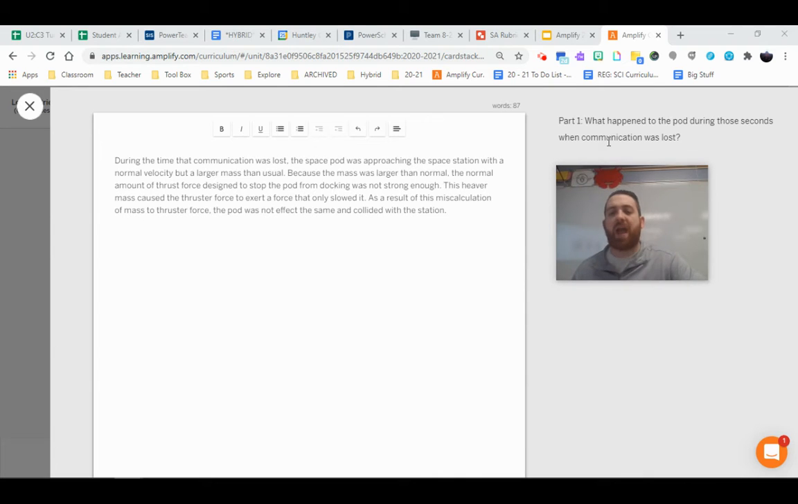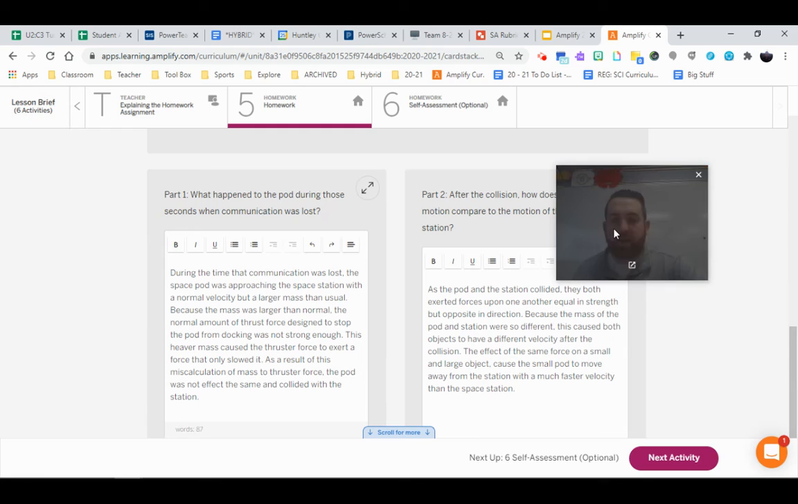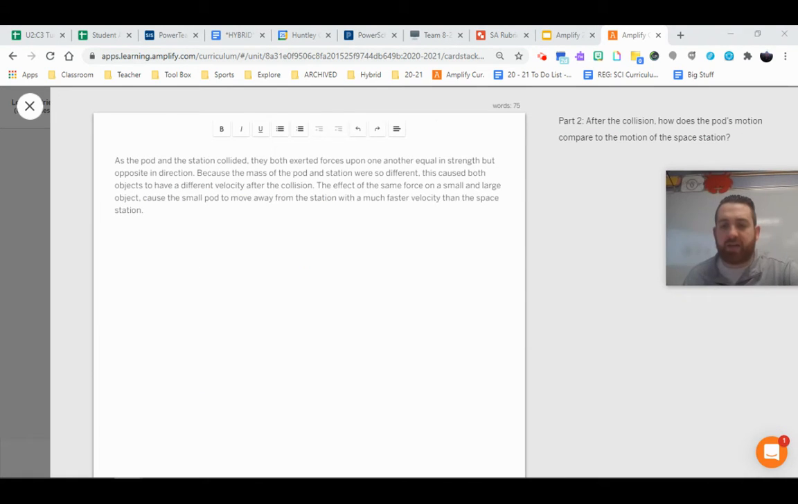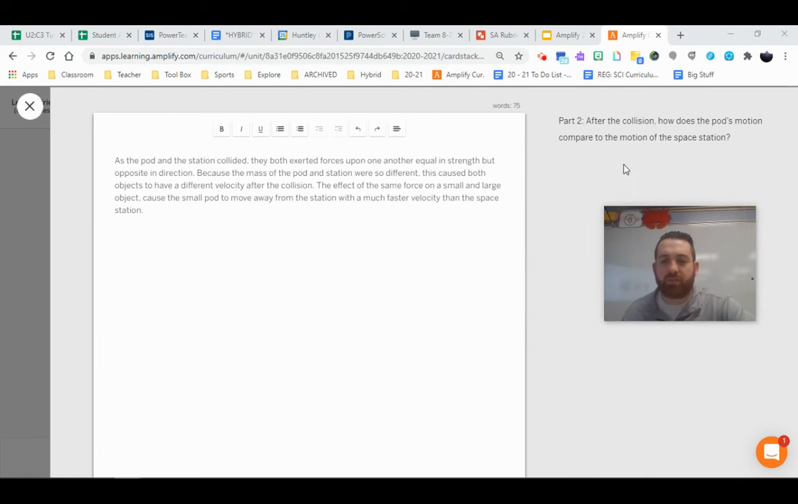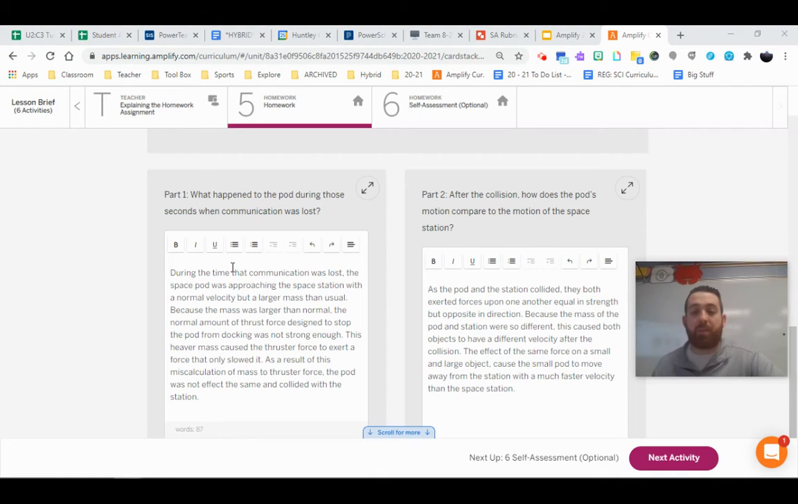So the first question was, what happened to the pod during those seconds that the communication was lost? And then that second question here is, after the collision, how does the pod's motion compare to the motion of the space station? So the bigger question that maybe encompasses both of these answers is, what happened before, during, and after our space pod collision? So let's go ahead and look at the before.